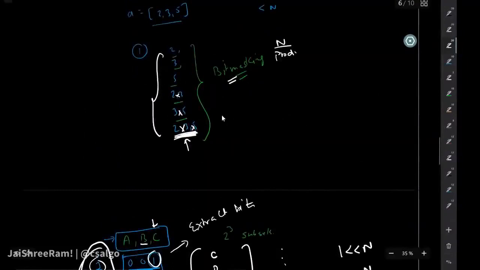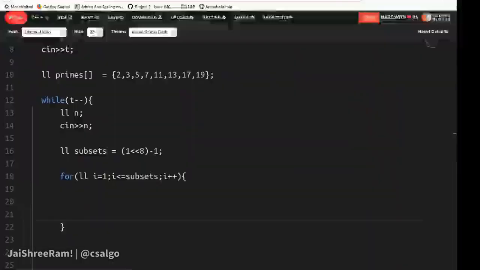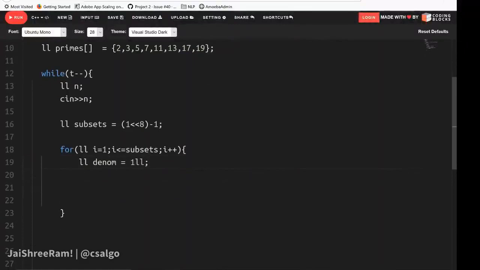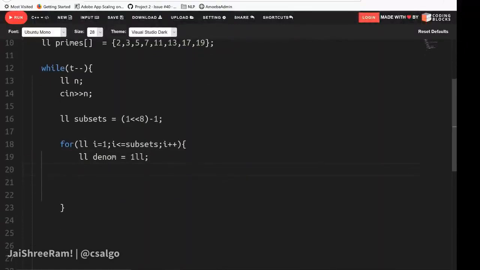So here I do not have any ABC, I have these prime numbers 2, 3 and 5, right? So let's say this would be used in the denominator. So let us make one variable denominator which will be multiplied by these numbers, right? Okay, so let us say we have a variable denominator which is going to be equal to 1 LL, means long.